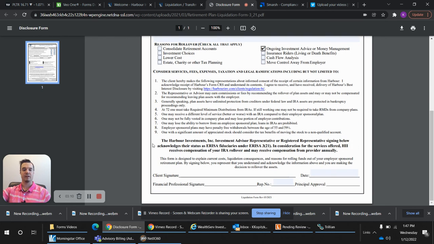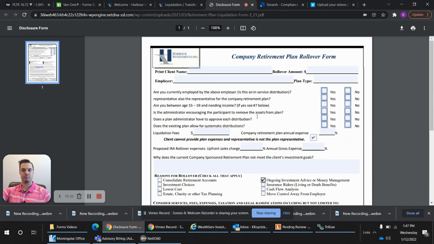Below that are simply disclosures. The client signs and dates, and the financial professional signs and puts their rep code. This is the retirement plan rollover form.